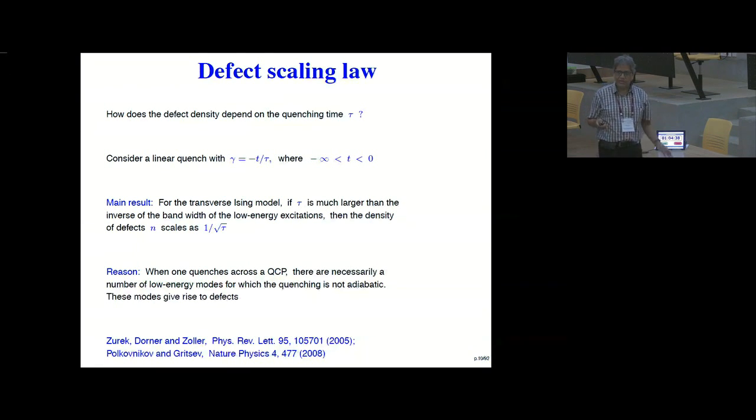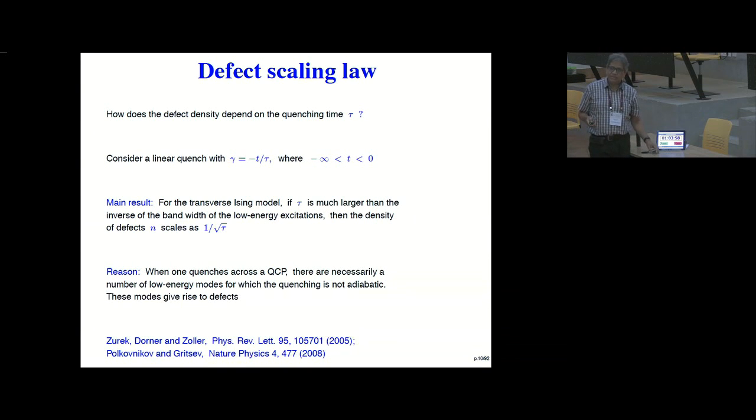And we're going to see how many defects are produced. Let me first tell you the main result and a simple reason for it, and then we'll actually derive it in detail. The main result is that for this model, if tau is much larger than the inverse of the bandwidth, we'll see what the bandwidth is, but we're going to calculate the spectrum of low energy excitations, and the range of that spectrum, top minus the bottom, is what I'm going to call the bandwidth. Then the density of defects n scales as 1 over root tau. That's going to be our main result today.